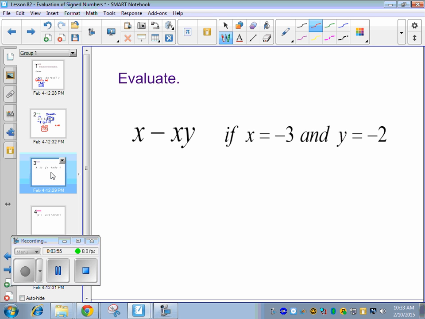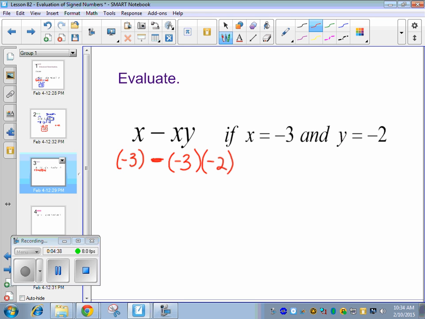X minus x times y. And we're substituting in -3 and -2. All right, so Holly, what do I plug in for x? Good, so use parentheses anytime you replace a variable with a number. Okay, now I have a minus, and then I have this x here, and Abby, what am I going to plug in for that x? Good. And then I've got y. We need another set of parentheses. Kieran, what do I plug in for y? Good. So parentheses for every single thing we plugged in, and then don't forget the minus sign there in the middle.